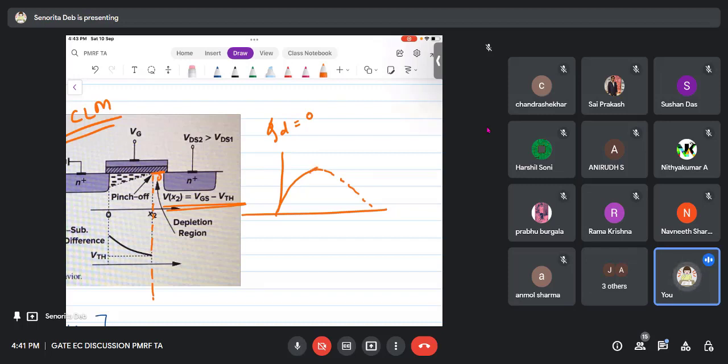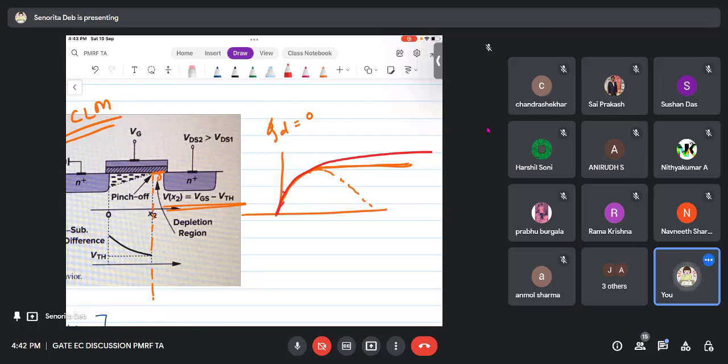Therefore, you see this graph. Since VDS is able to control the channel length, the output resistance R out, whatever the resistance is here, is not 0 and not infinity. If the resistance is infinity, it will be a straight line. But it is not infinity; we will see how it comes. It therefore becomes slightly tapered.